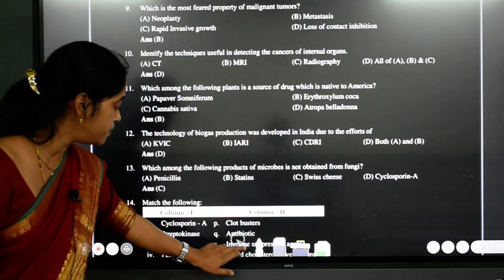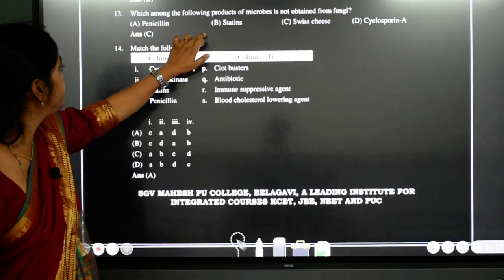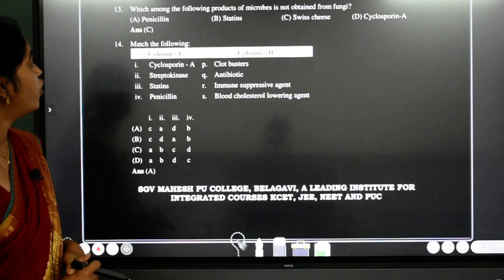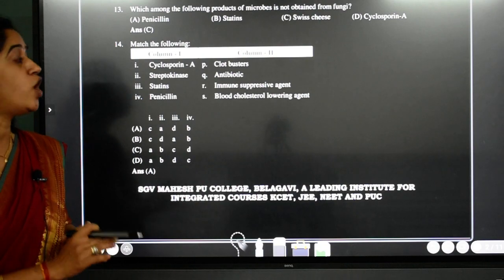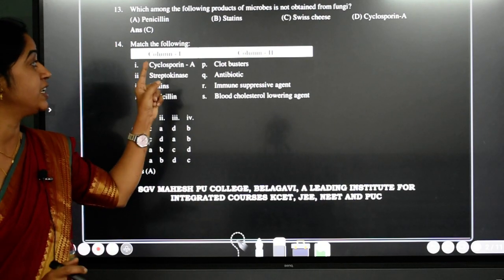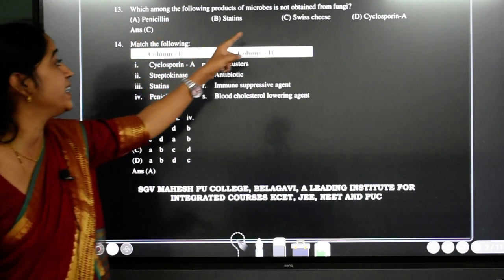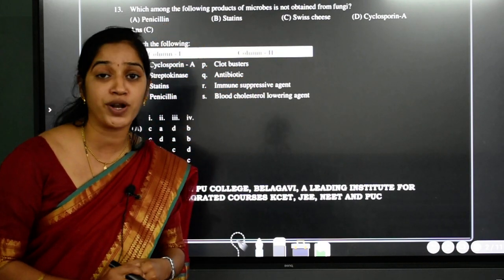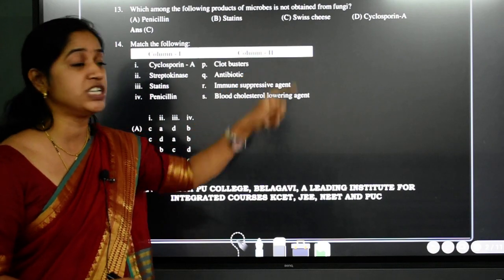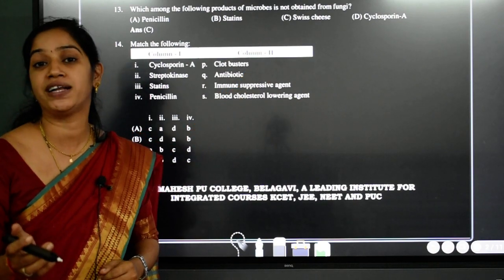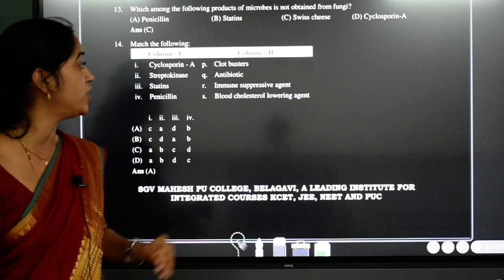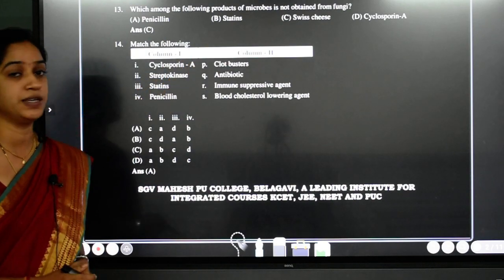13th question. Which among the following products of microbes is not obtained from fungi? We have to see which is not obtained from fungi. See students, penicillin, statin and cyclosporin A have been extracted from fungus. Swiss cheese, which is made using Propionibacterium shermanii, is a bacterial product. So the answer here is C.